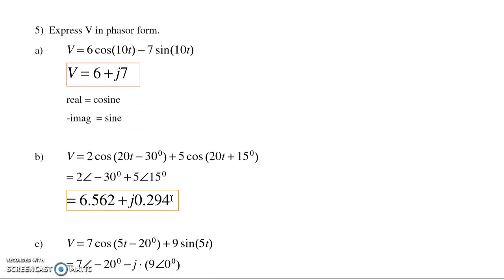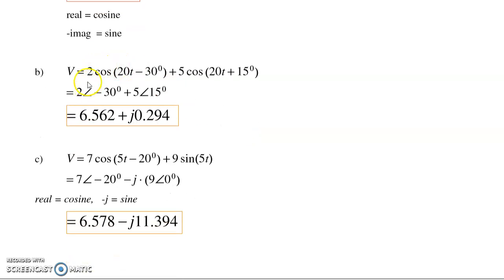Problem 5. I can represent sines and cosines in phasor notation. The real part is cosine, minus j is sine. So 6 cosine minus 7 sine has the phasor representation of 6 plus j7. Note that the frequency doesn't appear in the phasor. The assumption is that everything in the circuit is the same frequency. If the input is 10 radians per second, everything else is 10 radians per second. So likewise, I don't need to write down the 10. It's understood. What does change is the amplitude and the sine and cosine part. That's what I write down in phasor notation.